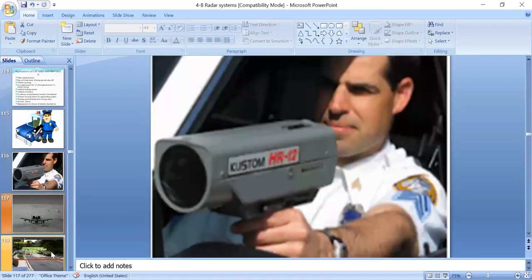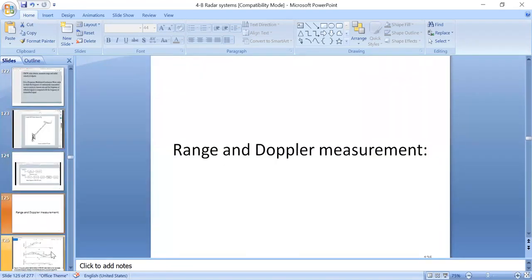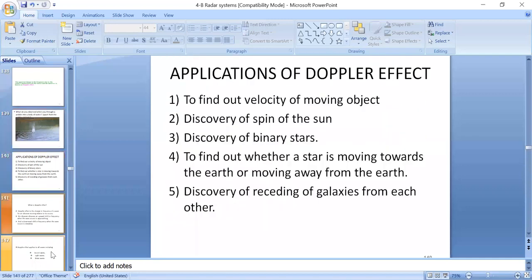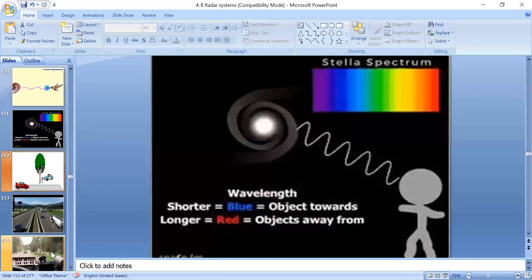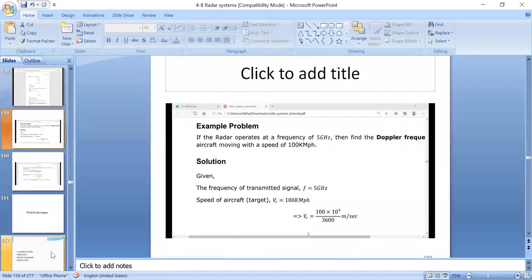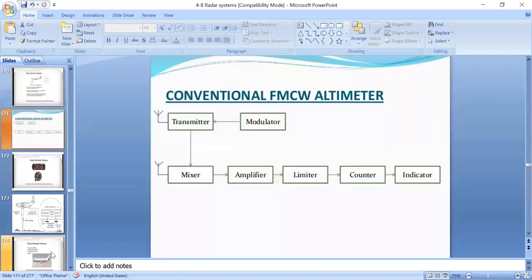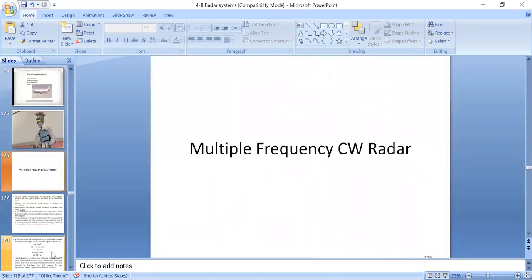See here. So this is about the FMCW radar. So Seema, here your last topic in your second unit is multiple frequency CW radar. When you are going to learn about the concept of this multiple frequency CW radar, it's a very simple concept.